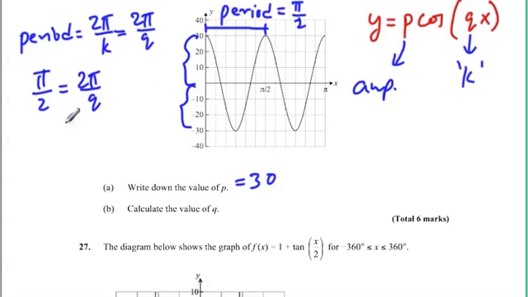Okay, and if I do some cross multiplication, it'll become q is equal to 4 pi over pi, and this is equal to 4. So all you have to do is just cross multiply, and you'll end up with q equals 4. So q equals 4. So we're done with 26.